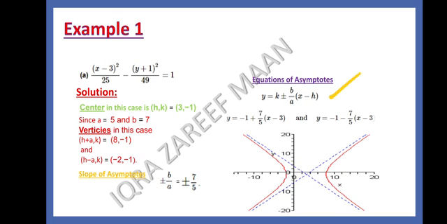Finally, we have all these coordinates, and we can draw the hyperbola easily, as we can see here. Here we can see that vertices are the points where the hyperbola cuts the transverse axis. And this hyperbola cuts the transverse axis at the points 8, -1 and -2, -1, where the vertices cut the x-axis.